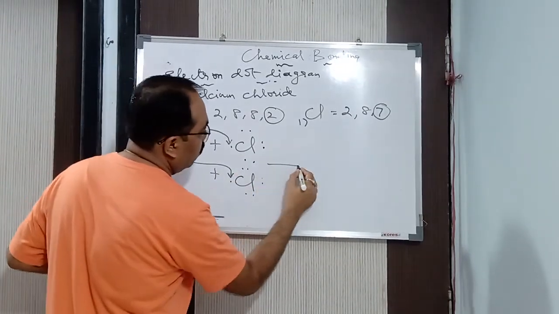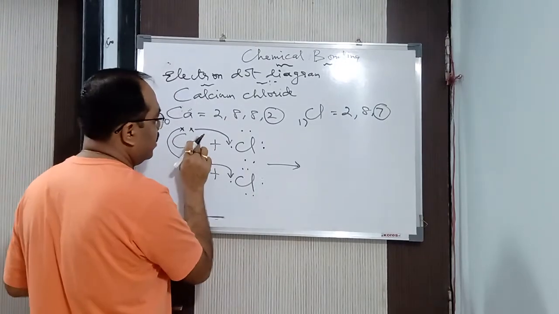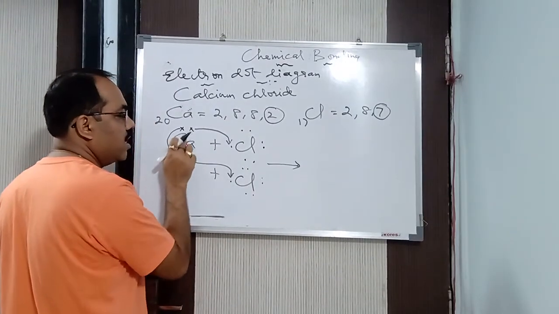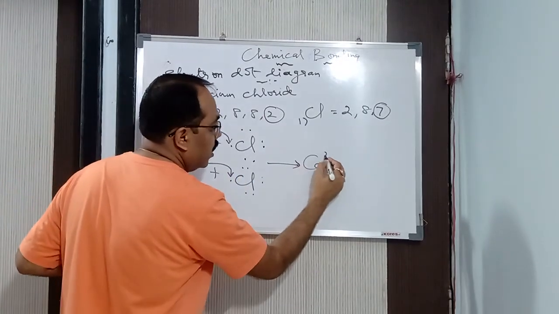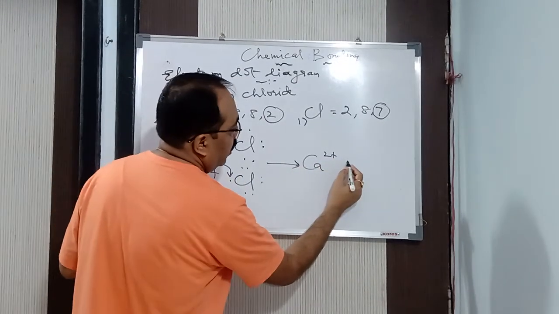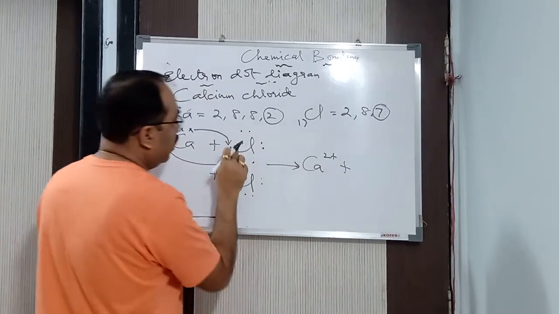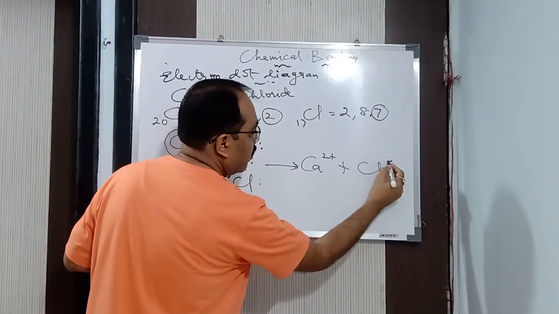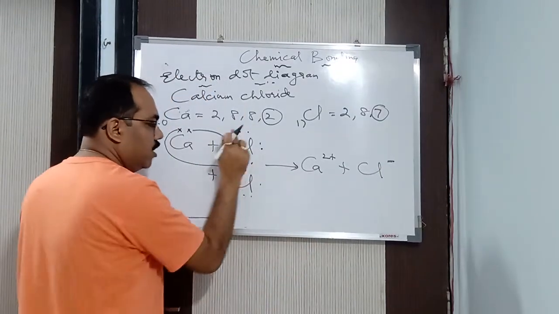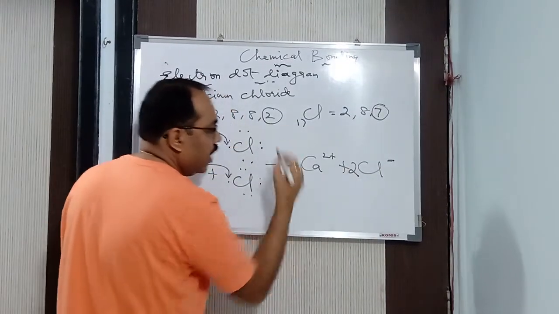After that, what is going to happen? As I said, calcium has low ionization energy. As you can see, it donates 2 electrons to 2 chlorine atoms. So it will form Ca2+. Next, 1 chlorine atom gains 1 electron, so Cl minus. How many chlorine atoms are there? 2 chlorine atoms. So it is 2 Cl minus.